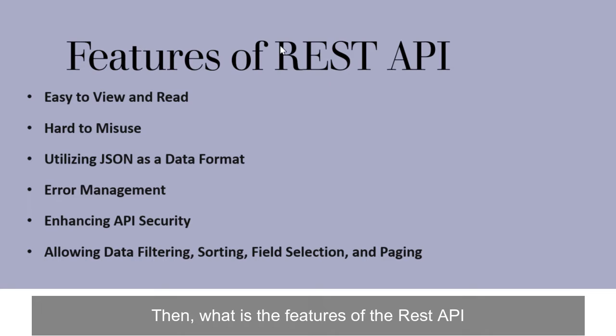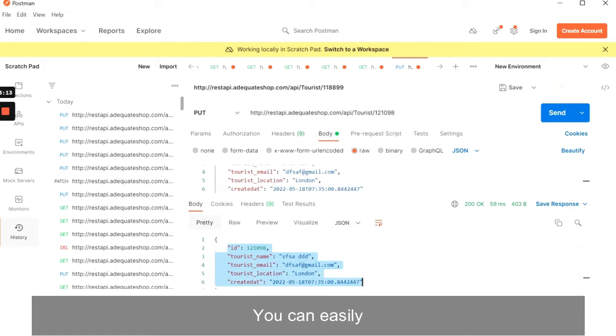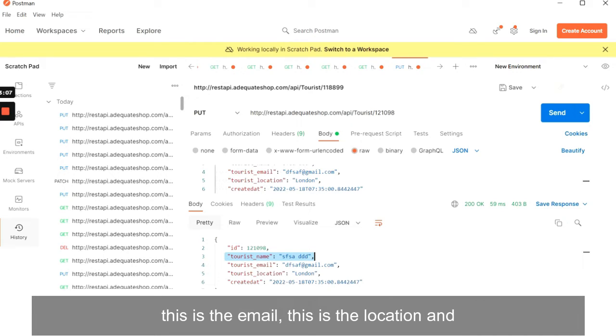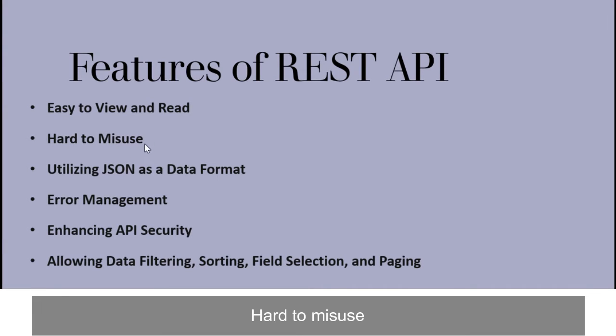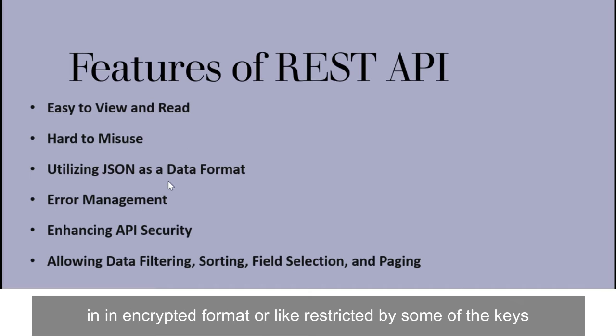Then what are the features of REST API? Easy to view and read. As you can see, it is very easy to view and read. By looking at this, you can easily tell this is the tourist name, this is the email, this is the location, and this information was created at this time. Hard to misuse. It's really hard to misuse the information, because it is in encrypted format or restricted by some keys.